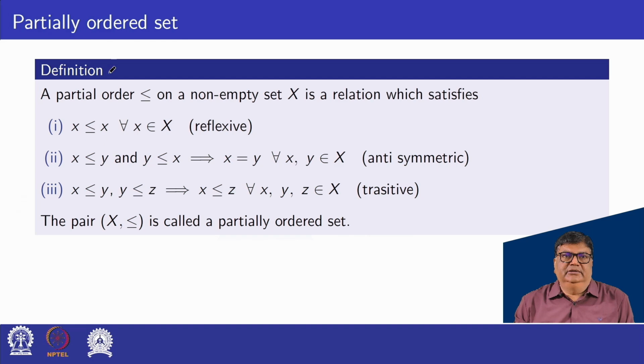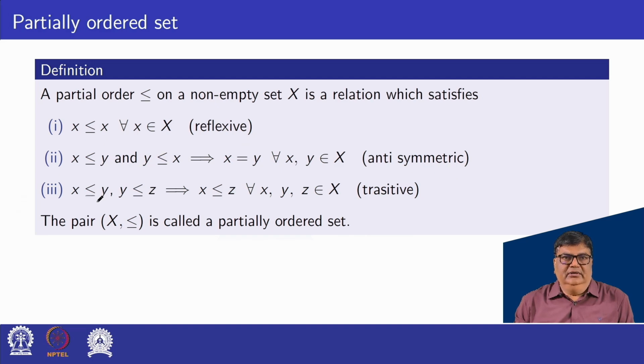Partially ordered set. A partial order less or equal on a non-empty set X is a relation which satisfies the following conditions. First, x ≤ x for all x belonging to X, that is reflexive. Second, x ≤ y and y ≤ x implies that x = y for all x, y belonging to X. This condition is known as antisymmetric.